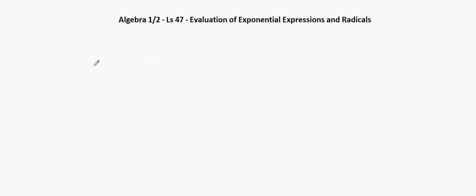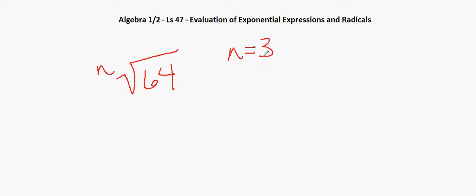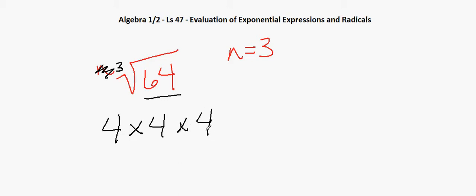They could give us a root like this. If n equals 3, what do we do to solve? What is it telling us? We replace n with the 3. Okay, and this 3 is telling me how many times the same number is being multiplied as a factor to get to the radical. The cube root of 64 is 4 because 4 times 4 times 4 will give us 64.